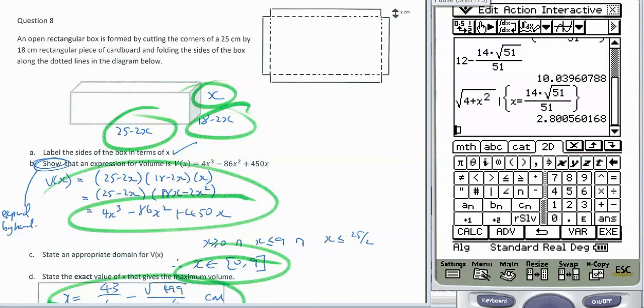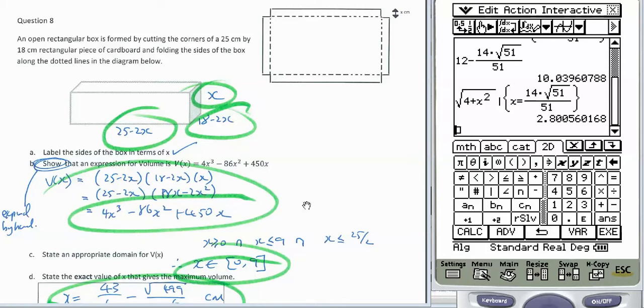This is for Year 12 Methods. It's question 8 in the 2012 Tech Allowed Diff test, and it's the open rectangular box. If it was 25 by 18, therefore the height's going to be x, 18 minus 2x, 25 minus 2x. Label the sides for marks.